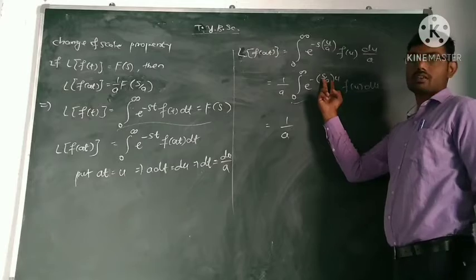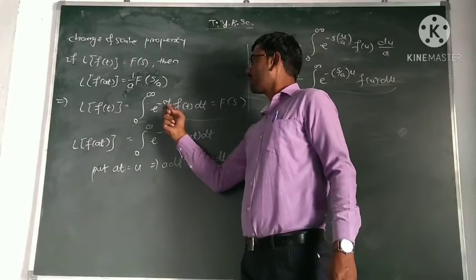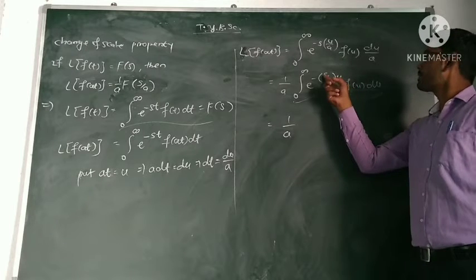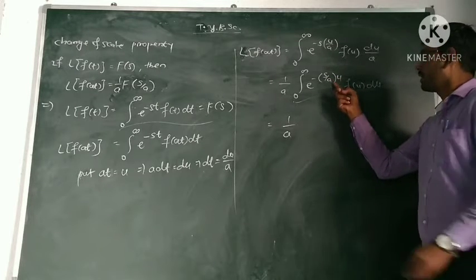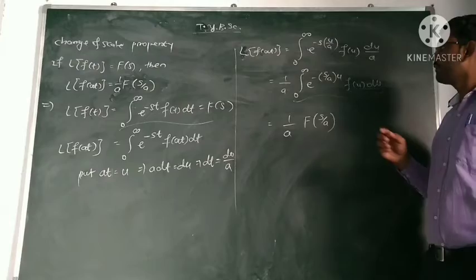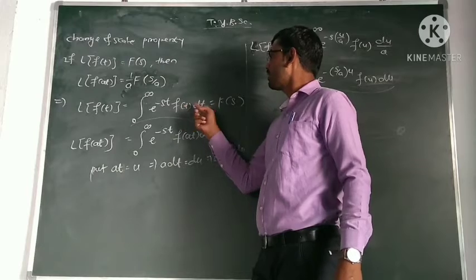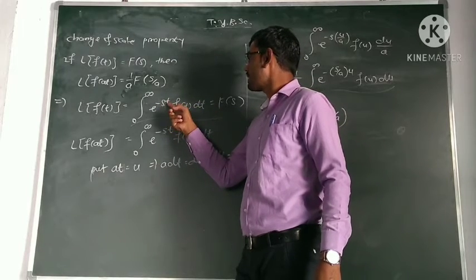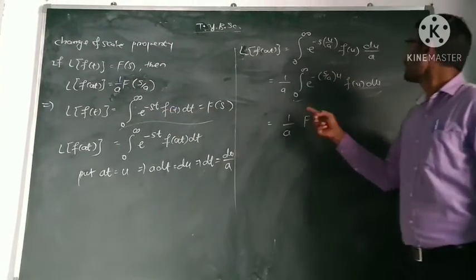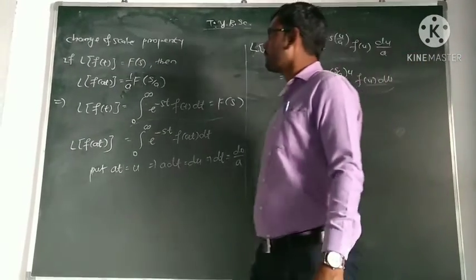This is F of s, with the coefficient of the variable. Here the variable is u, and its coefficient is s by a. This is nothing but F of s by a. You understand? This is the F of s. So this is like f of u du: instead of t put u, so e raised to power minus su f of u du. The coefficient of u is minus s, so it is F of s. Here the coefficient of u is minus s by a. This is F of s by a. This is the scaling property, the change of scale property.